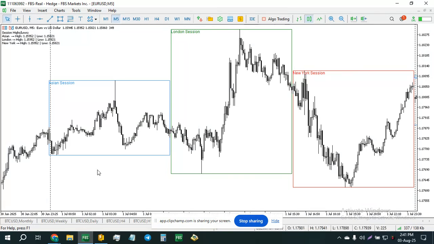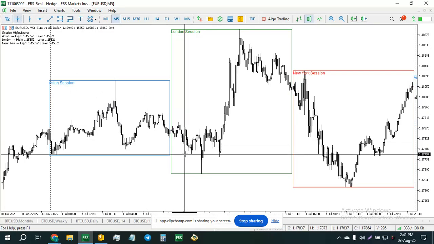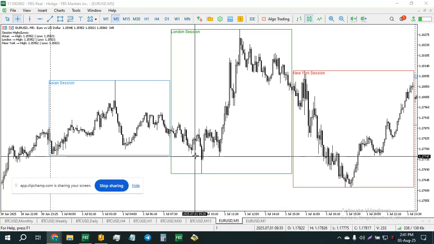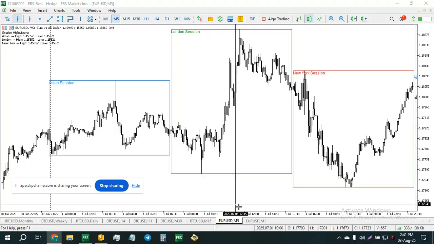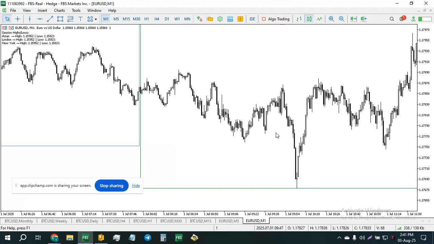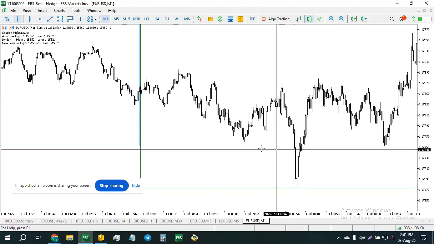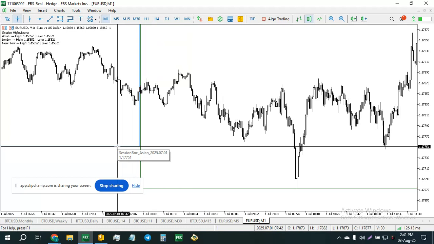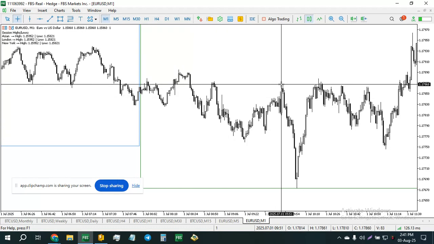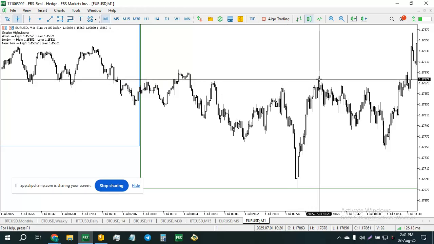So to execute a trade, we wait for a liquidity sweep of the Asia high or the Asia low. So as we have it here, price has swept the Asia low here at 10 o'clock, July 1. This is the sweep here. You can see this is the Asia low, the Asia session box. This is the high, and we have price above it here.